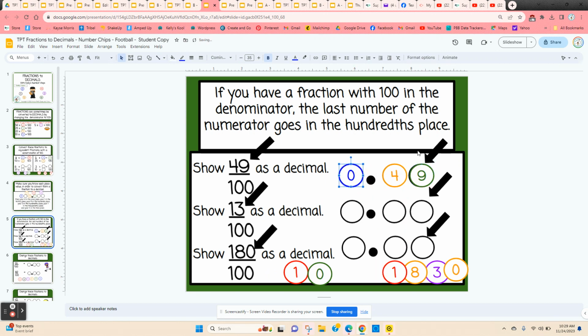Make sure these numbers are the same, the numbers that the arrows are pointing to. So 13 hundredths, we know the 3 is going to have to go in the hundredths place because it's a fraction with 100 in the denominator. 180 hundredths, that 0 is going to have to go in the hundredths place. And so their decimal will look like this.